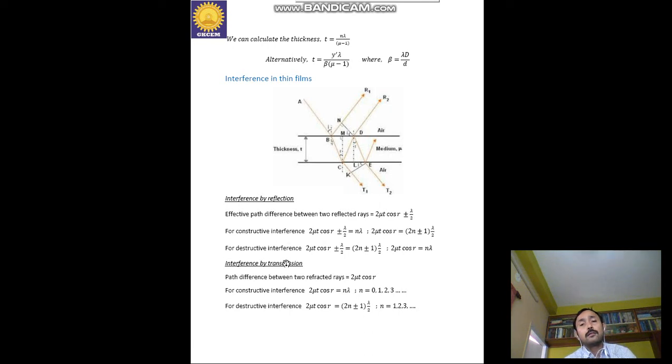We can calculate the path difference between the two reflected rays R1 and R2 as 2 mu T cos r, where r is the angle, plus or minus lambda by 2. This plus or minus lambda by 2 appears due to the change in medium. This one is air, this one is a medium. So that is the one term, plus or minus lambda by 2, that is applied. For constructive interference, the path difference equals n lambda. So you can write 2 mu T cos r equals (2n plus or minus 1) lambda by 2.